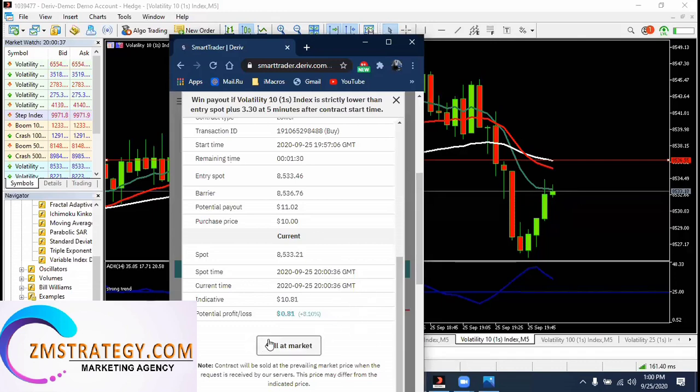Like I say, you can still sell at market, but it's not advisable to sell at market. You can just wait to get your full profit because you are targeting a little profit. Like here, our remaining time is just 1 minute 15 seconds. So we can wait for the time to expire.